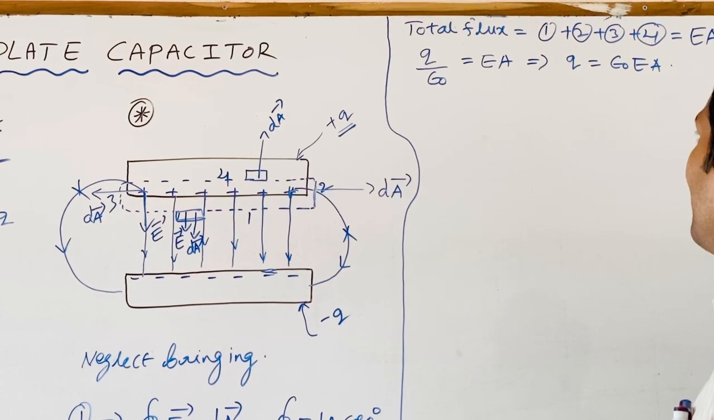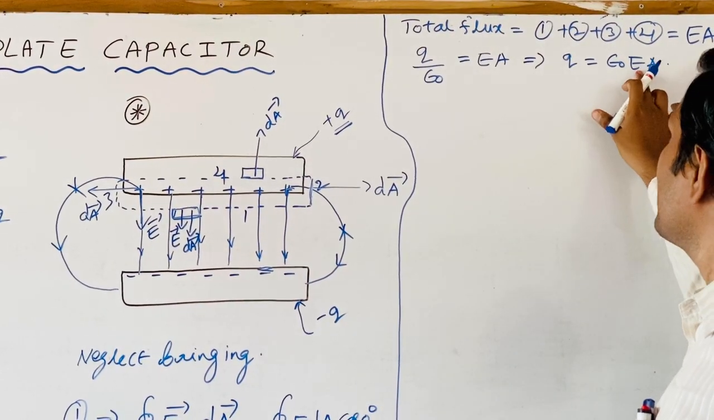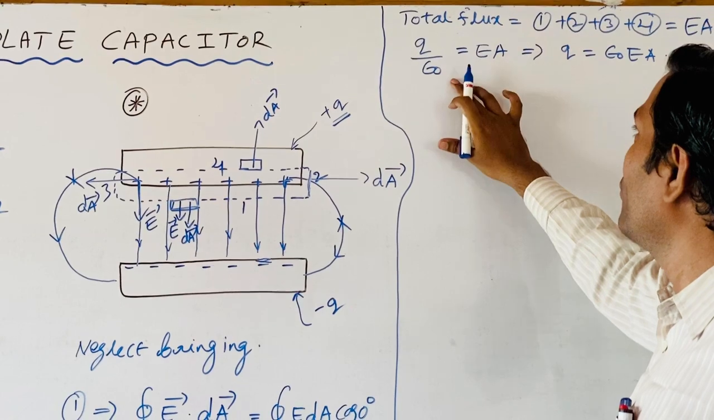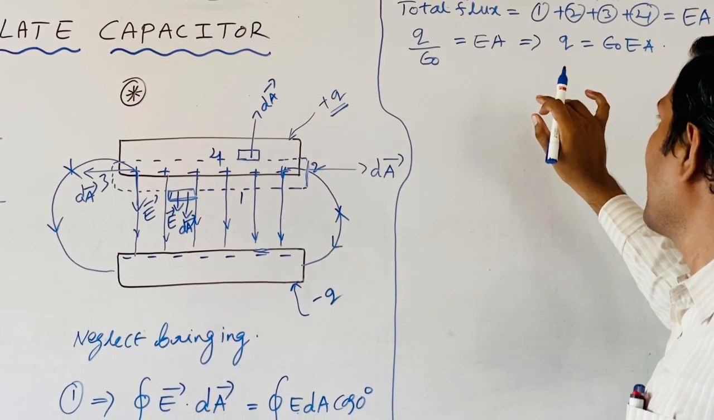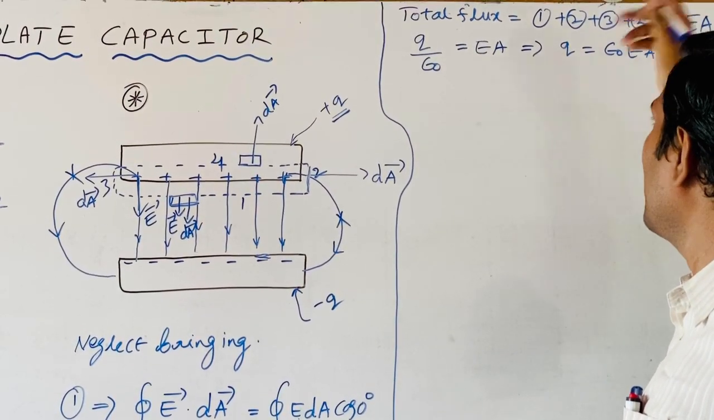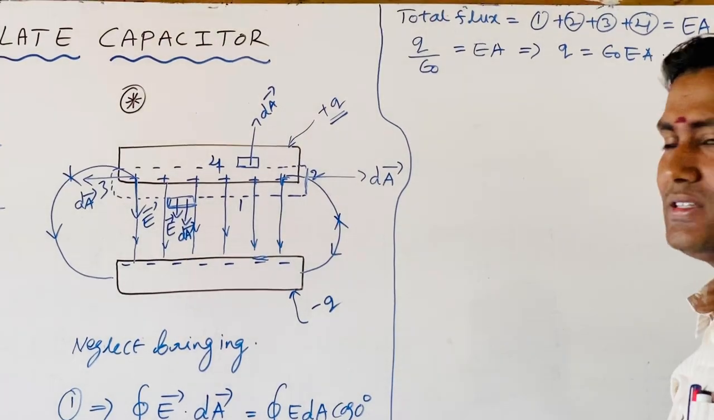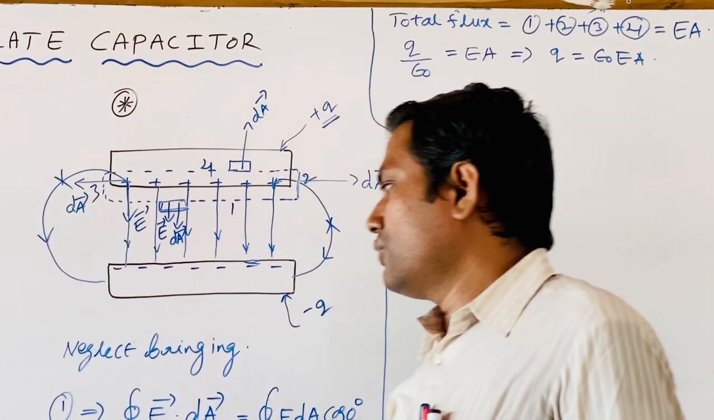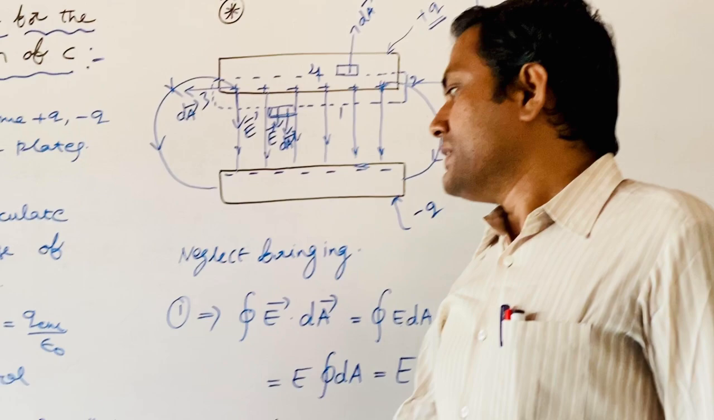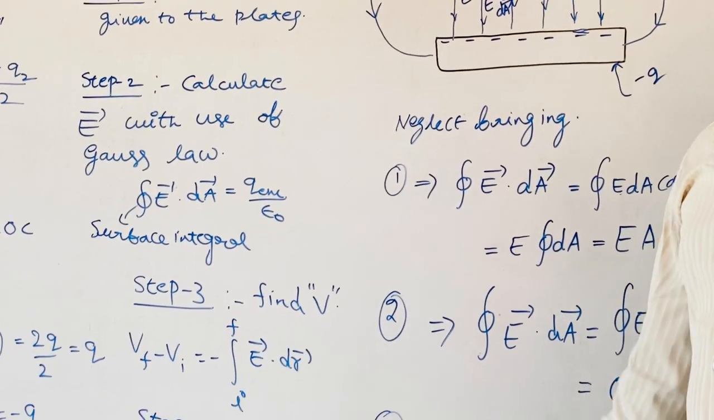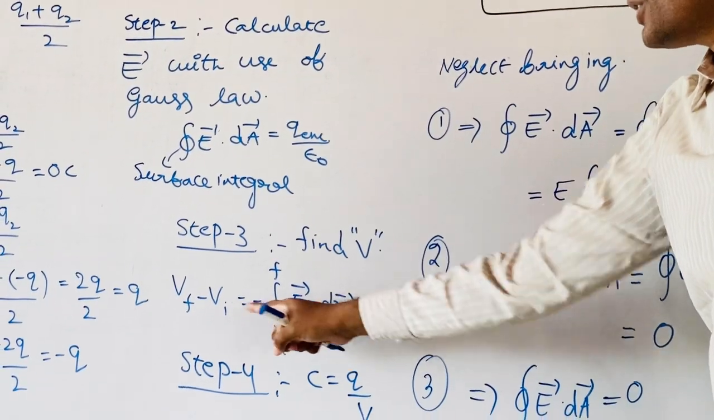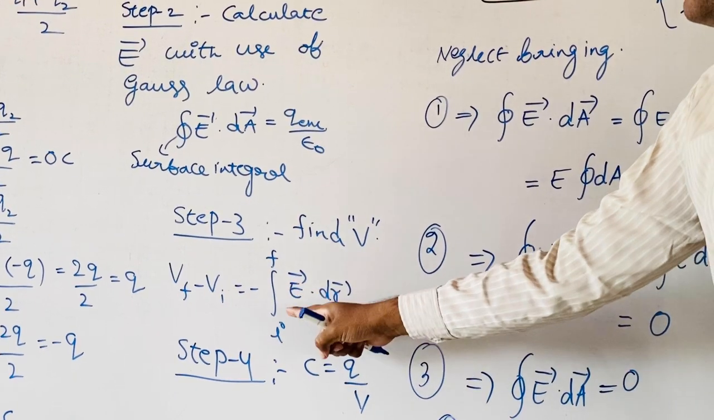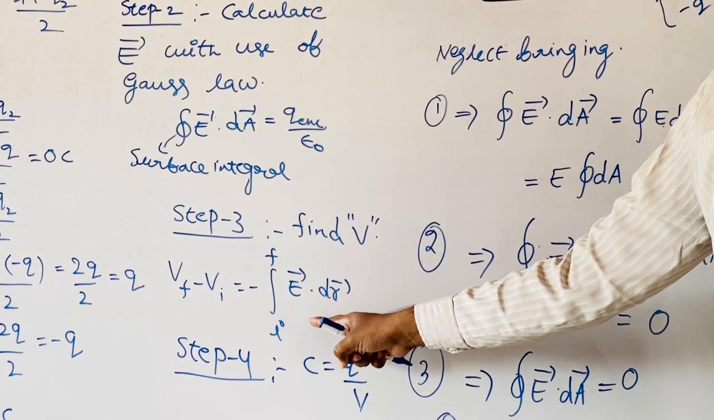So after going through step 2 here, step 2 gives us the value of the electric field, Q by epsilon naught into A. Otherwise, we can write Q as epsilon naught into E into A, whatever. That is not a problem for us. Now go for step 3. Step 3 says what for us? In order to evaluate the change in potential, use this expression. Remember, this is a line integral, not a surface integral.